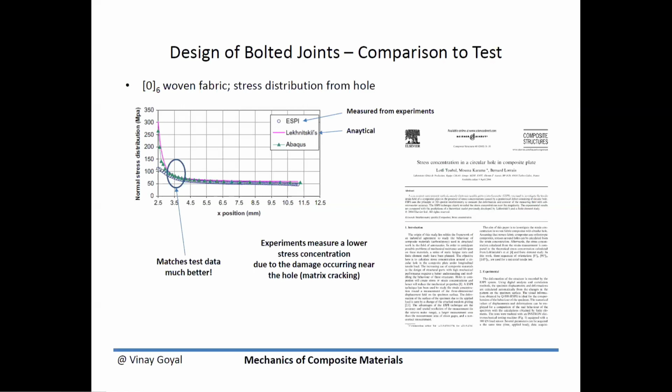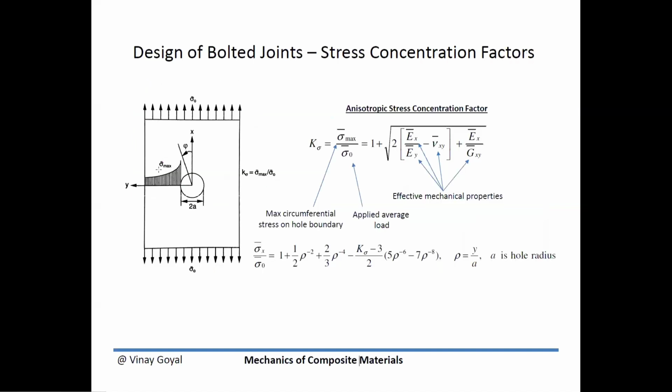So experimental measurements show a lower stress concentration, really due to the damage occurring near the hole caused by the matrix cracking. If I look at the anisotropic stress concentration factor, it is defined as the stress here divided by the far field stress. And you're going to see here the EXX bar, EYY bar; all these are the effective mechanical properties you can get for a laminate. My point here is that this is going to drive the stress concentration factor.